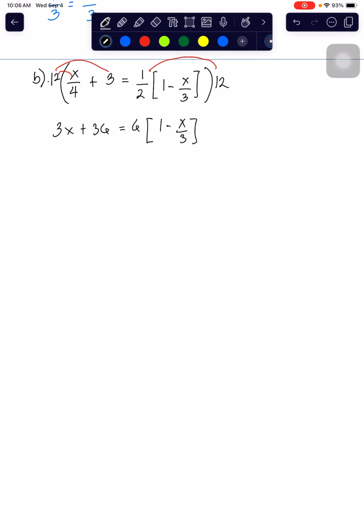Okay, so let me rewrite the side of the equation first. That is 3x plus 36 is equal to, we have to multiply or distribute 6 here to these two terms. So 6 times 1, we have 6. Minus 6 divided by 3, we know that's 2, so minus 2x. So now, if you would notice, from the rational equations, we have a simpler equation. Actually, it's a linear equation again, okay?